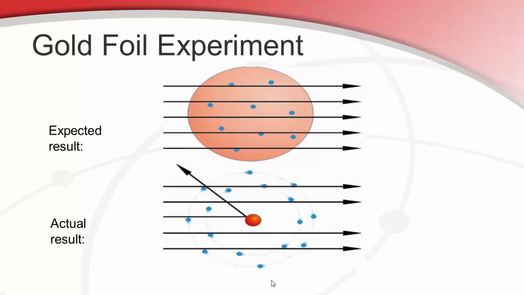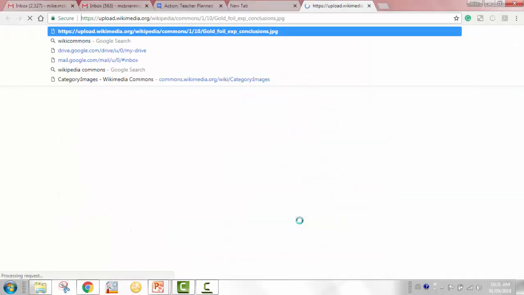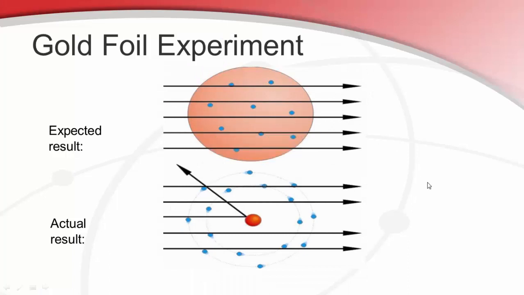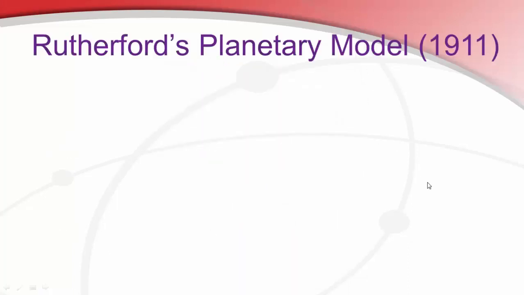And, okay, maybe you would see deflection, but you'd see deflection of everything, not once in a while a single deflection and the majority of them going straight through. So this result that he saw caused them to revise the model. The plum pudding model could no longer be there. Now, his planetary model came out, was released in publication form in 1911.